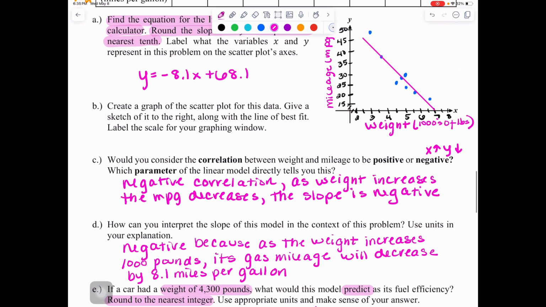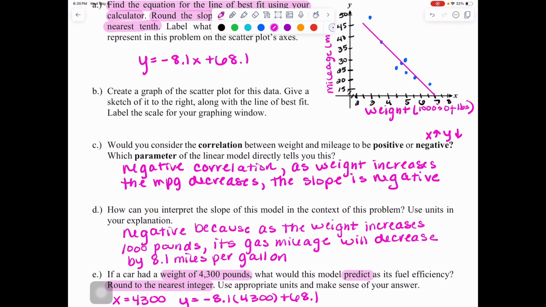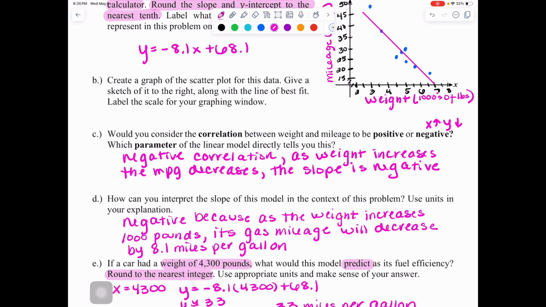Okay, then in part D, how can you interpret the slope of this model in context of the problem? This is where we get a little more specific. I'm not doing the general description of the correlation, but I'm getting more specific with the number. My slope up there was negative 8.1, or in other words, negative 8.1 over 1. So I can interpret it as: as the weight increases 1,000 pounds, its gas mileage will decrease by 8.1 miles per gallon. This is much more specific to the actual context of the problem, not just saying the overall correlation and why I know that.